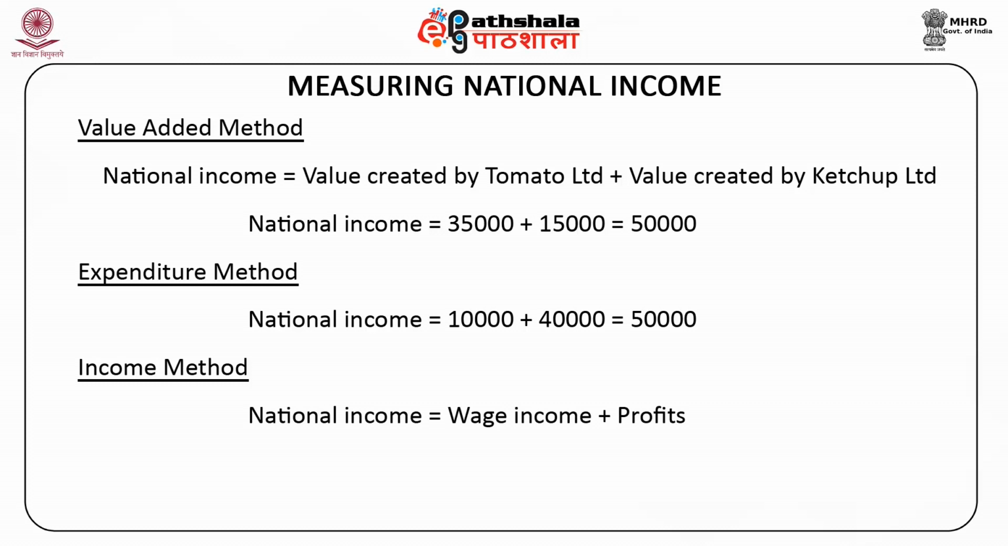The national income will be equal to wage income plus profits income, that is 25,000 plus 25,000, which is equal to rupees 50,000. Thus we can see that the amount of national income derived through different approaches is identical. The reason is that whatever is produced in the economy, an equivalent amount of income is generated and an equivalent amount of expenditure takes place.